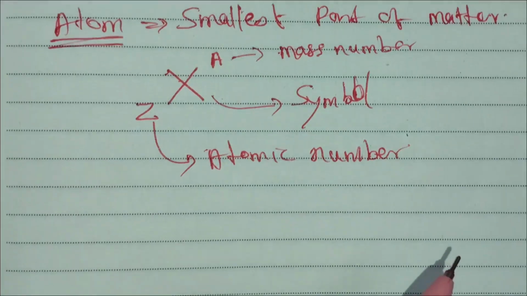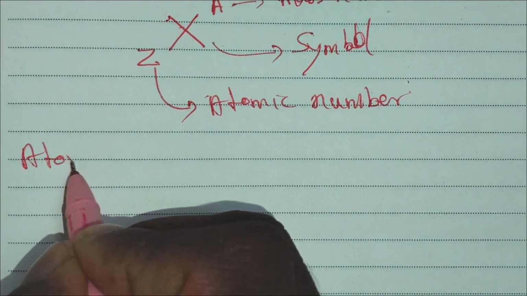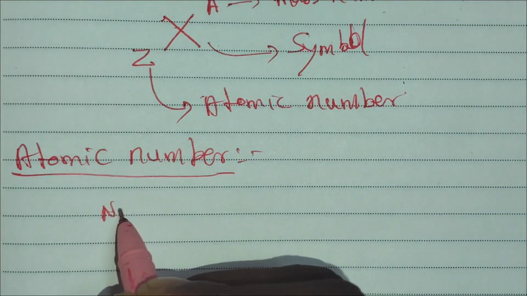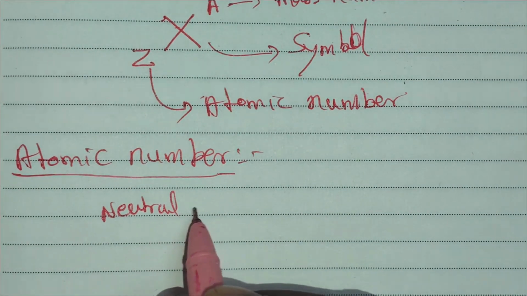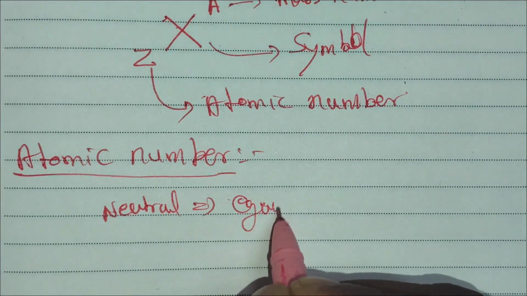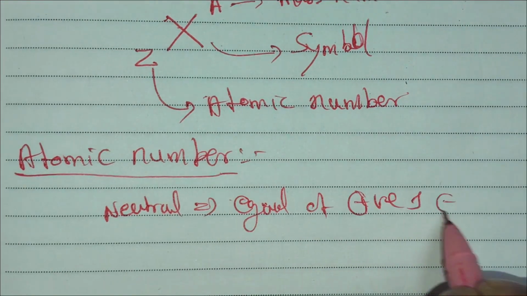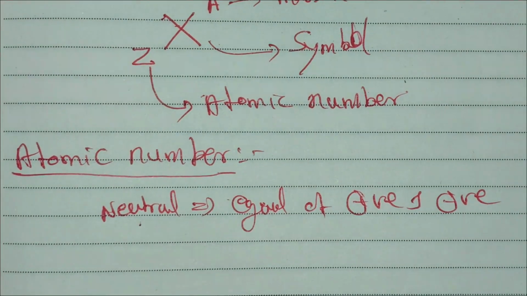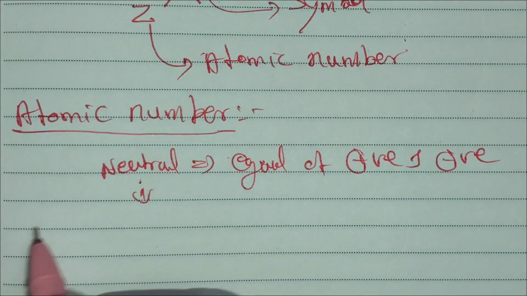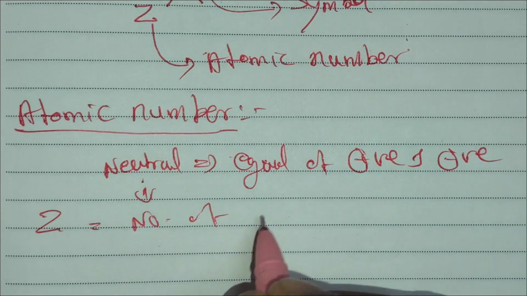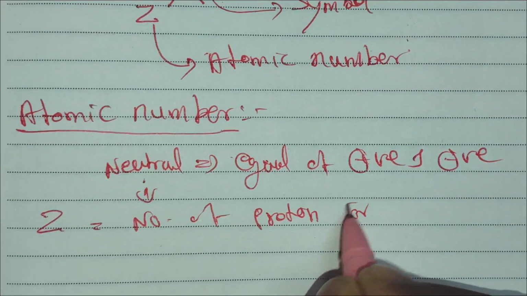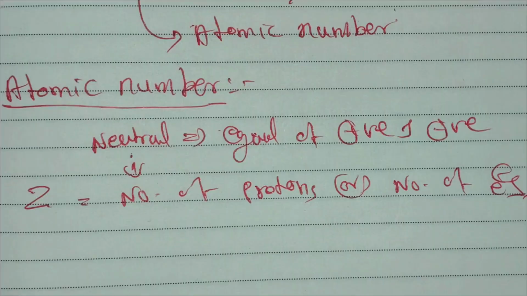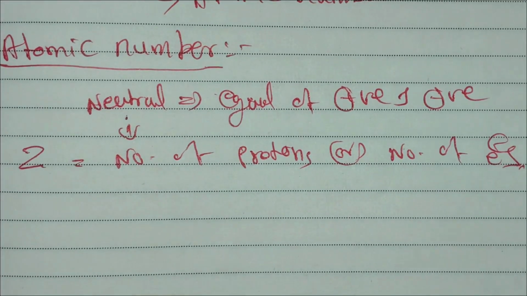Generally, the atomic number is, if you assume a neutral atom, neutral means equal positive as well as negative charges. So if you assume a neutral atom, the number of protons equals the number of electrons, and that is equal to the atomic number.